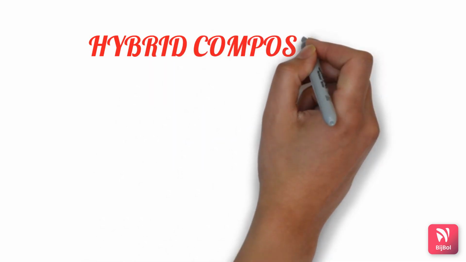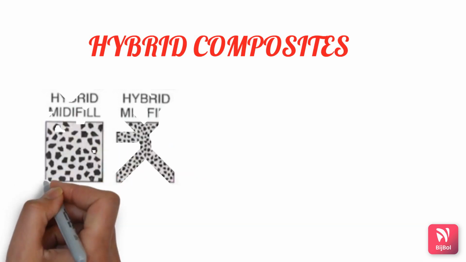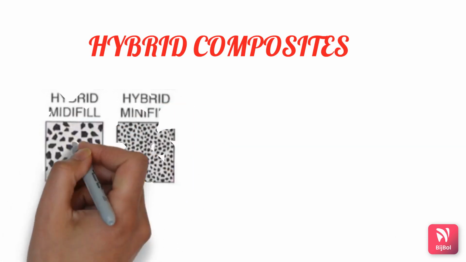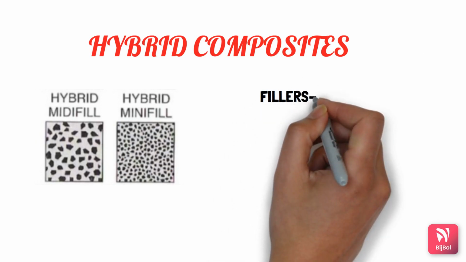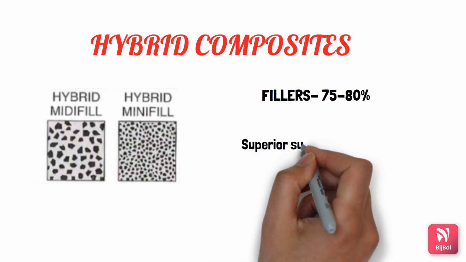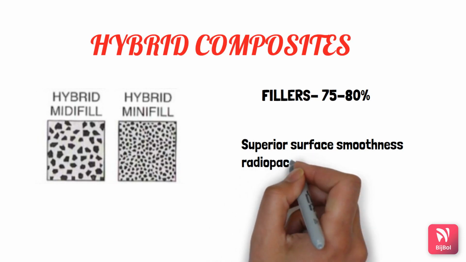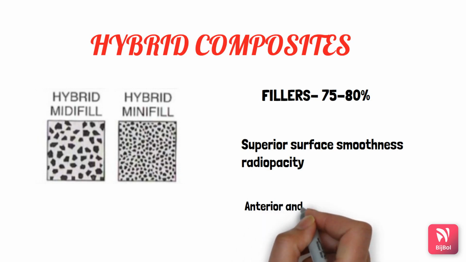The hybrid composites were developed to achieve better surface smoothness than the small particle composites. The hybrid composites have two kinds of filler particles, the colloidal silica and the heavy metal glasses, with a filler content of 75 to 80% by weight. They have superior surface smoothness close to that of the microfilled composites. And they have improved radio opacity due to the heavy metal glass fillers. And they have reasonably good strength.